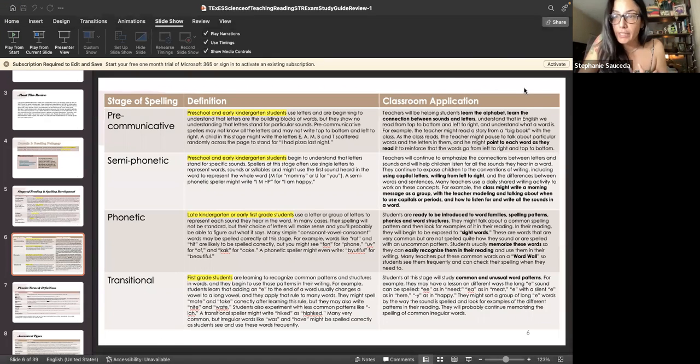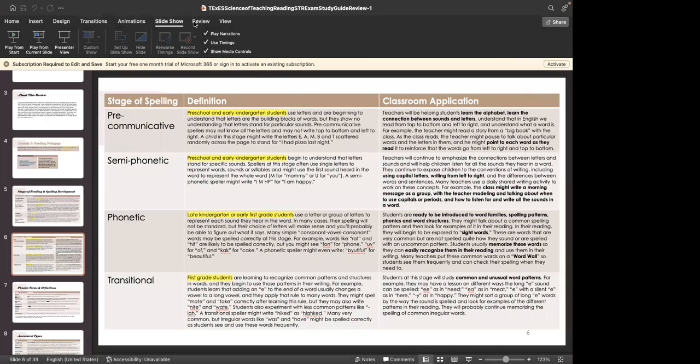But it's modeling, just like the students and our own children learn at home from us, right? We model to them. For example, the teacher might read a story from a big book with the class, and as the class reads, the teacher might pause to talk about particular words and letters in them. And he or she might point to each word as they read it to reinforce that words go left to right and from top to bottom. We're showing them, teaching them that this is the way that our language works. It has to be taught.